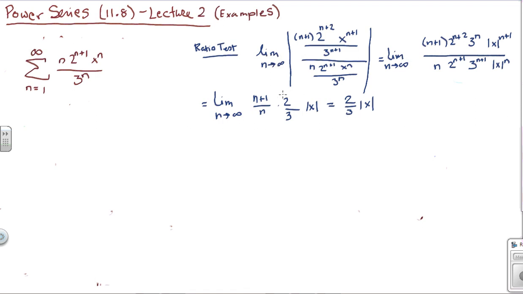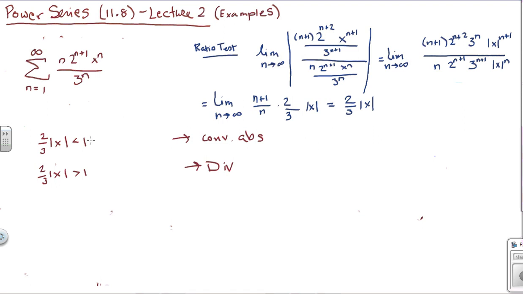So what does that tell us? That means if 2/3 absolute value x is less than 1, it converges absolutely, right? So those points x for which this is true are definitely in the domain. If 2/3 absolute value x is bigger than 1, that means it diverges, so those points are definitely not in the domain.